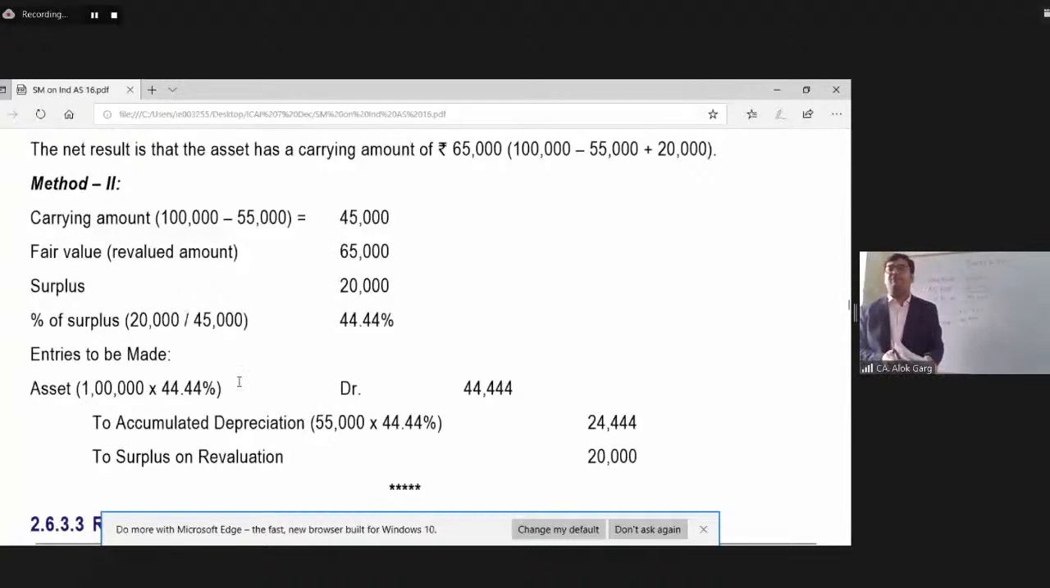Asset account debit 44,444. You have inflated your accumulated depreciation by 44.44%. So 55,000 was the existing accumulated depreciation. 55,000 multiplied by 44.44% is 24,444. And the difference will go to revaluation reserve, so revaluation surplus, which is 20,000. So revaluation surplus will always become 20,000.